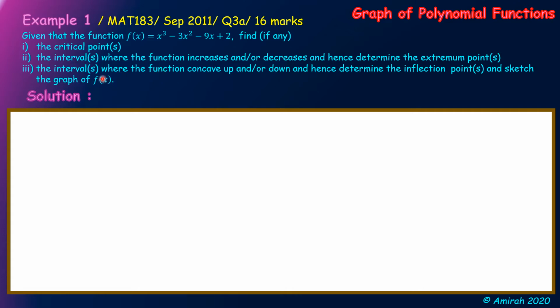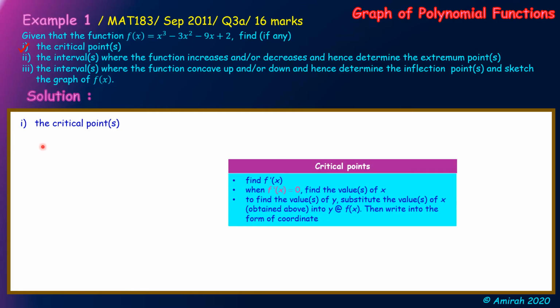Our goal is to sketch the graph of f(x), which is a cubic function. So to sketch the graph of a cubic function, we need to find number 1, number 2, and number 3. Number 1, find the critical points. We recall the steps to find the critical points.